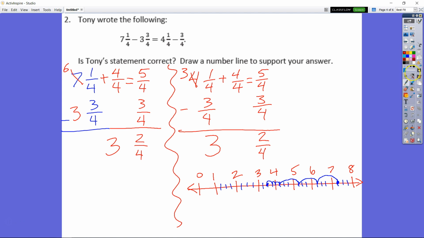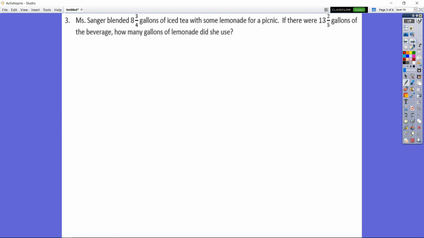Instead of making another number line, I'll just go down at the bottom here. If we started off at 4 1/4, which will be right here, and we subtracted 3/4, it's 1/4, 2/4, 3/4. That would be the same answer, which is 3 2/4 or 3 1/2. All right, let's move on to number 3 here.